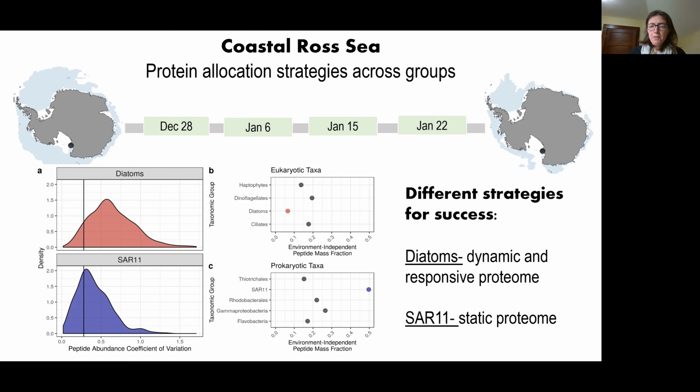And then in contrast, we've shown that SAR11 has a particularly static proteome, also consistent with what we know about its lifestyle and its strategy for surviving throughout the world's oceans. So these protein expression patterns and their allocation strategies, the way that they change these protein allocation strategies through time, can give us insight into the mechanisms that these different groups use to succeed in the environment.